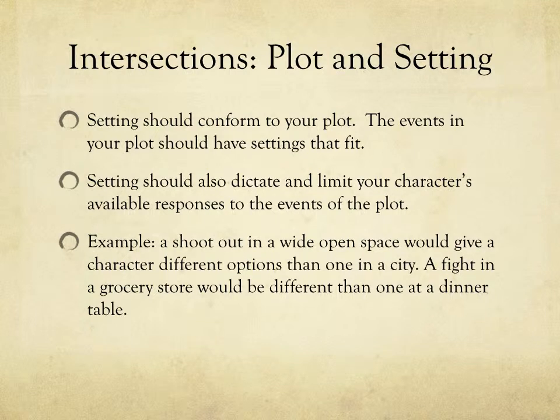And then in the intersection of plot and setting, your setting should conform to your plot, and your plot should conform to your setting. So the events in your story, your plot, should have settings that fit. If you have a space opera, and your setting is a spaceship, your plot points should reflect decisions that would be natural to a spaceship. I think that's kind of common sense, but sometimes you see, for example, a kissing and making out scene right in the middle of the battle scene. That doesn't really make sense. Aliens are landing and we're going to run and hide in the barn and then make out.